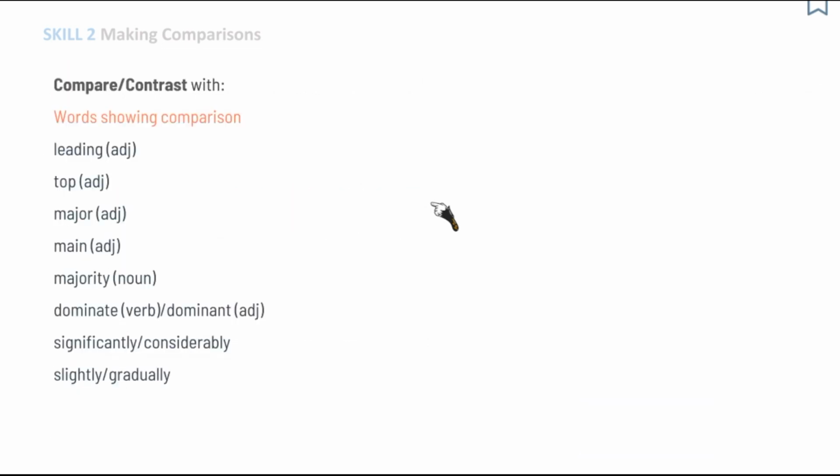Next, you can also show comparison with words like this. Leading, top, major, main. These are adjectives. You can go with the noun majority. You can go with dominate, which is a verb, or dominant, which is an adjective. And words like significantly, considerably, slightly, gradually.